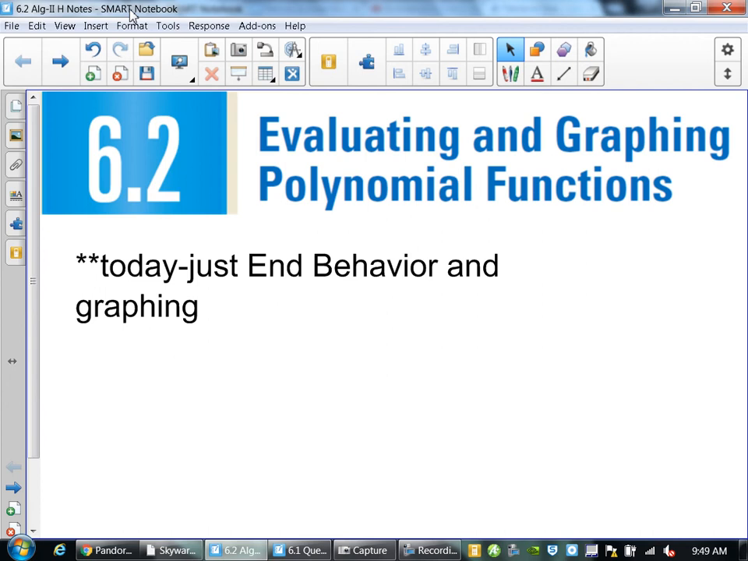Negative infinity. So as the values of x are getting larger and larger and larger, the values of y are going towards positive infinity. So as x goes to infinity, y goes to infinity. Same thing with the other way around, it just goes to negative infinity instead.